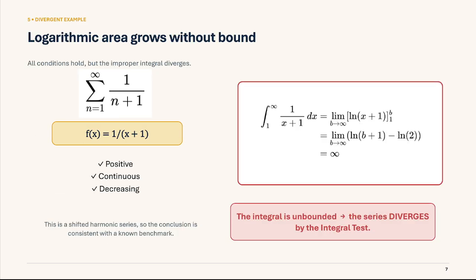For the divergent case, consider the series from n equals 1 to infinity of 1 over n plus 1. The corresponding function is f of x equals 1 over x plus 1. This function is positive, continuous, and decreasing, so the integral test can be applied. When we evaluate the improper integral, we obtain a logarithm expression. As the upper limit approaches infinity, the logarithm also approaches infinity. Therefore, the improper integral diverges. By the integral test, the series also diverges. This result is reasonable because this series is a shifted version of the harmonic series, which is known to diverge.